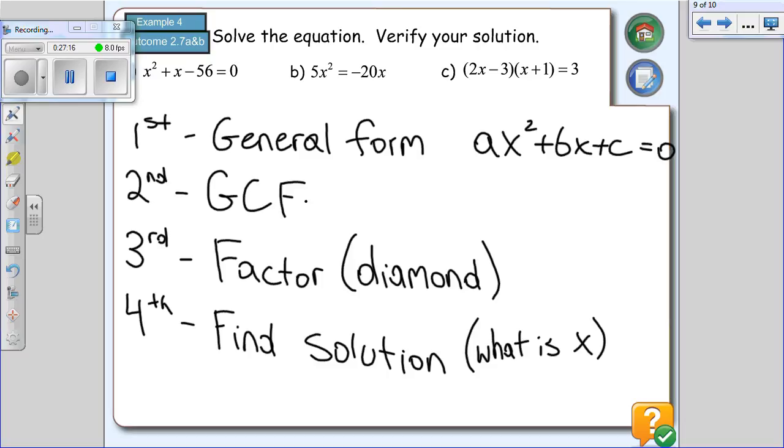Can I erase this so I can see it? 8, negative 7. Yeah. Can I erase that? Yeah. Speak now or forever hold your peace.